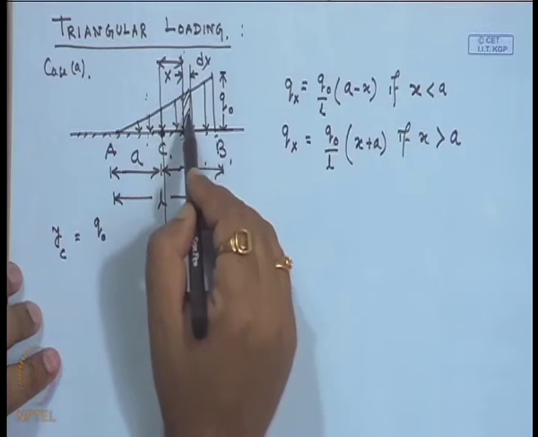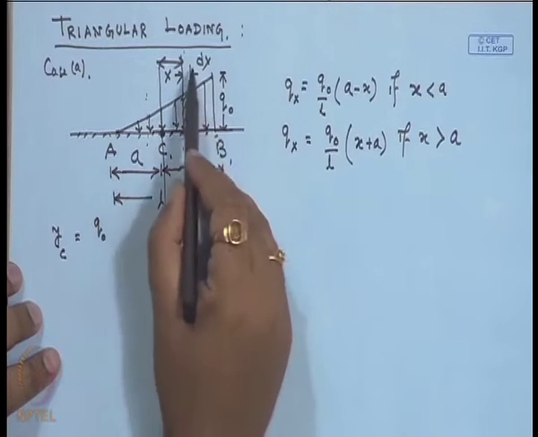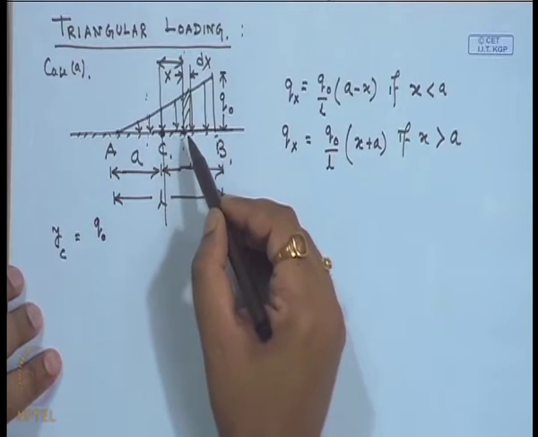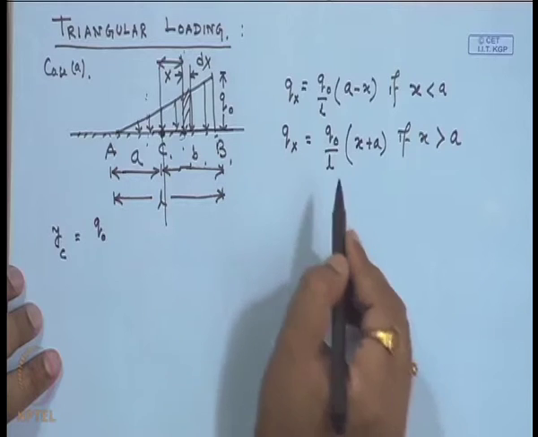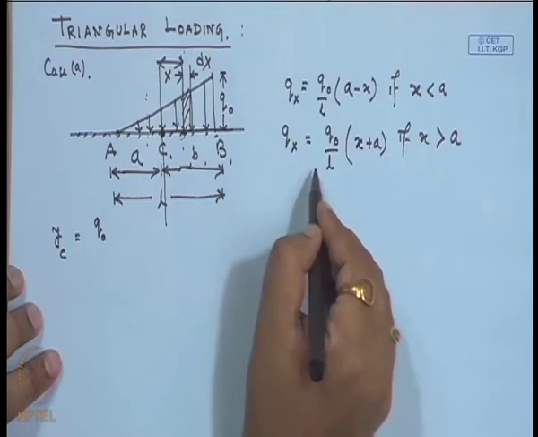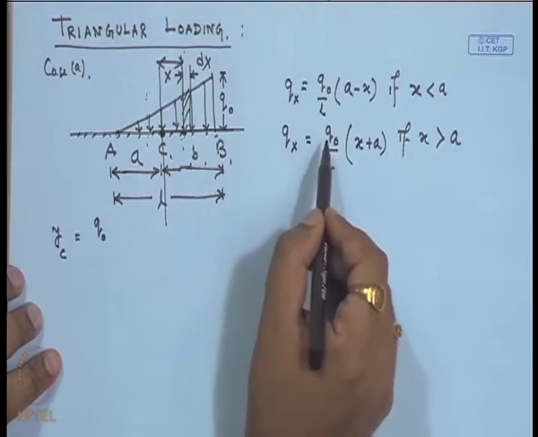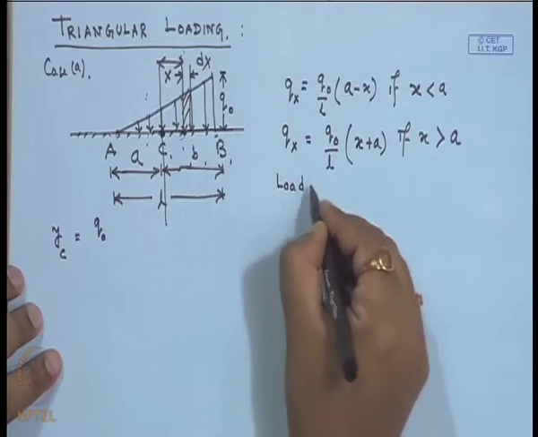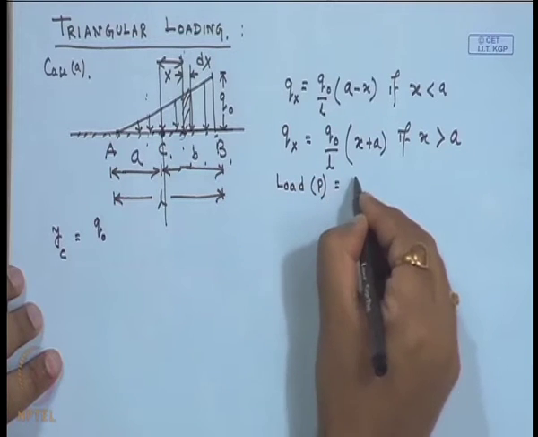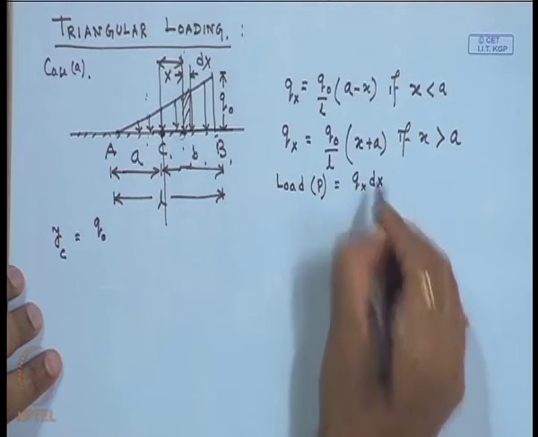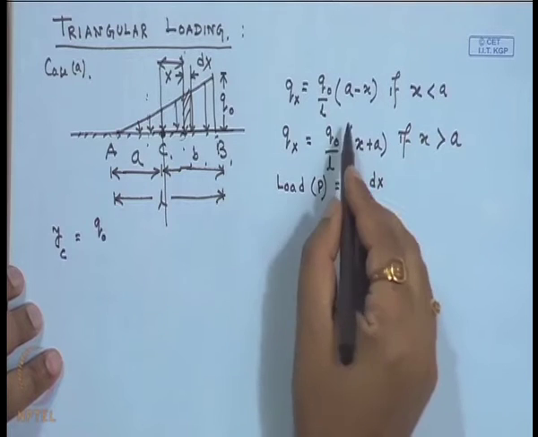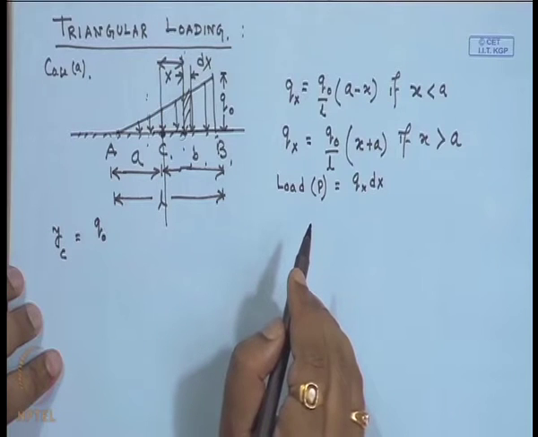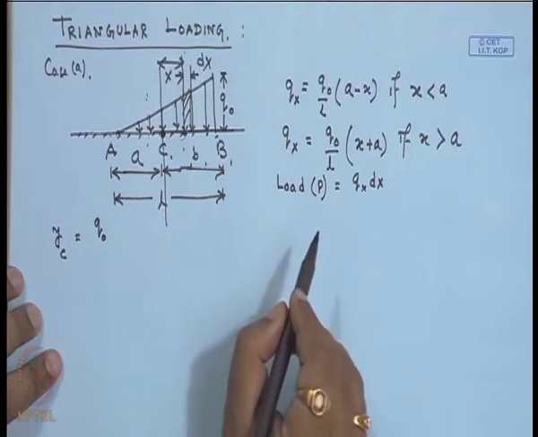Now the deflection at the C point: the intensity into that small segment dx will give the load which is acting at this point. So, the load will be q x into dx. The load which is acting at a point, say P, will be q x into dx. Now, q x is q 0 by L into x plus A and x plus B.